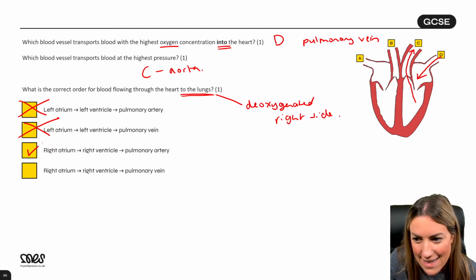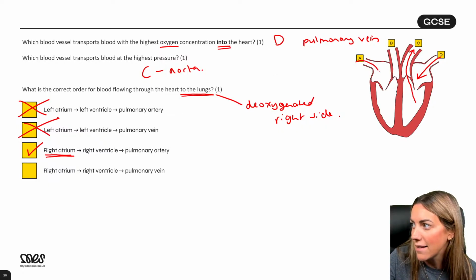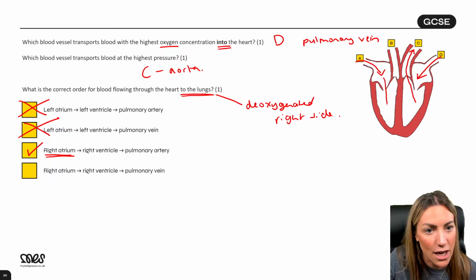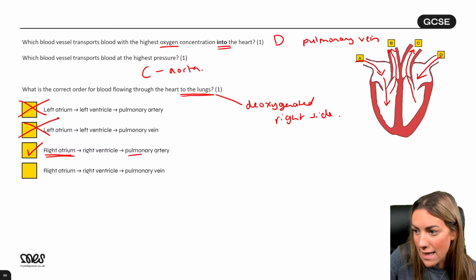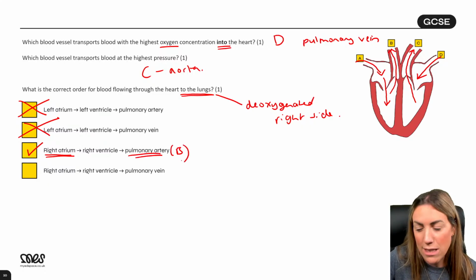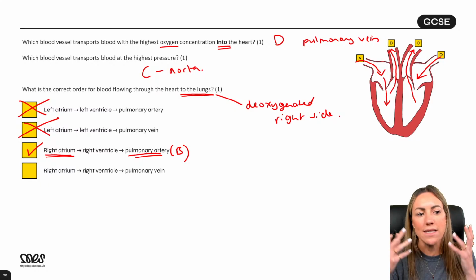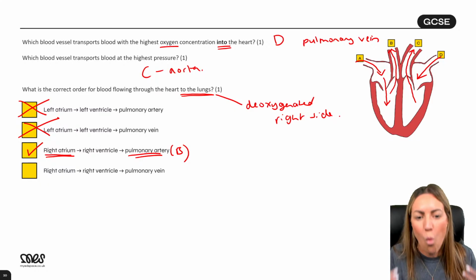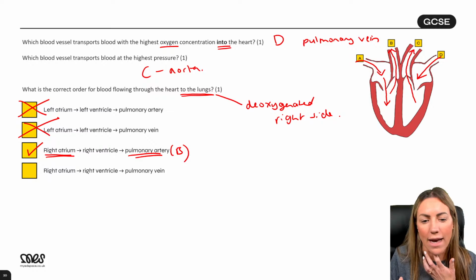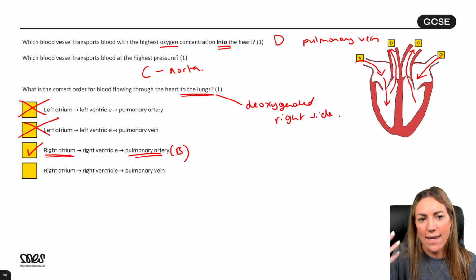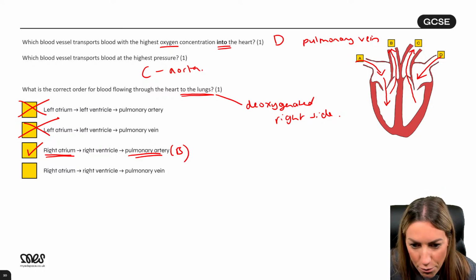It is. It's this one, isn't it? Because it's going to come into the right atrium here, deoxygenated blood in through the vena cava. Then it's going to go into the right ventricle, and then it's going to the lungs in blood vessel B, which is the pulmonary artery. And I know that's right because pulmonary means lungs and artery is away from the heart. Okay. So it's going away. It's got to be option 3.